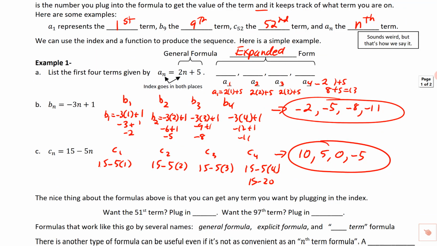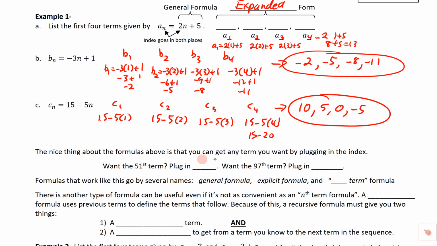Now, the cool thing about this is you can get any term you want by plugging in the index. All we need to do is plug in the index. So if you want the 51st term, you plug in a 51. If you want the 97th term, you plug in a 97. So again, those formulas go by several names. We've mentioned a few of these. So we call it a general formula. We also call it an explicit formula, and like we mentioned before, we call it an nth term formula.